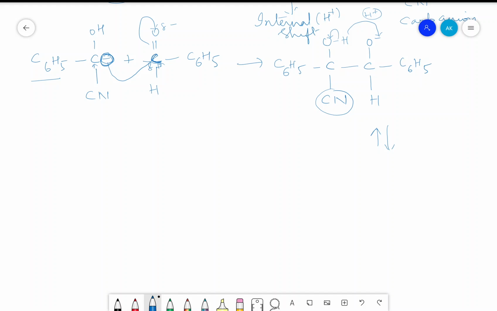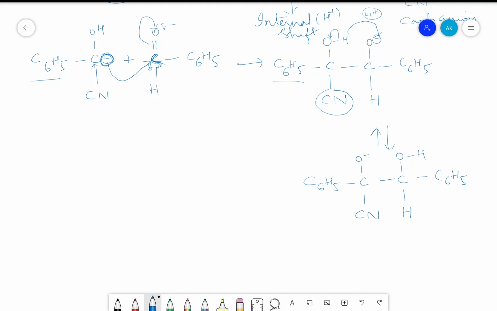Here we represent C6H5 as it is, with CO minus and CN as it is, and here O minus will combine with H plus to form OH, H as it is, C6H5. So this particular O minus results in the formation of a bond with H plus, so that they are neutralized.